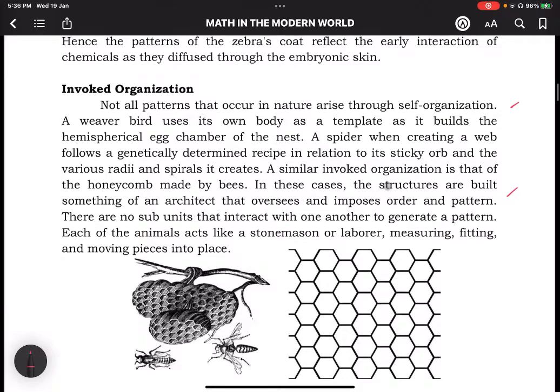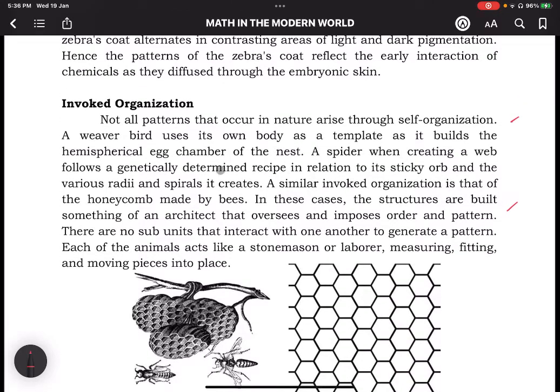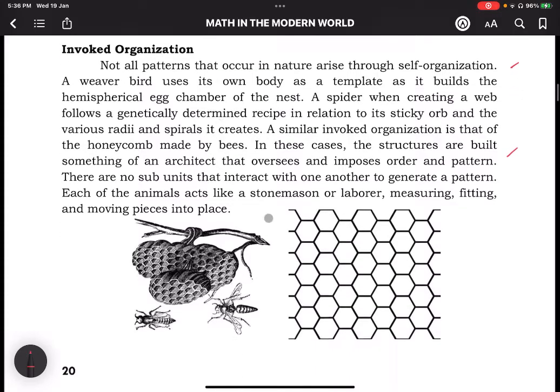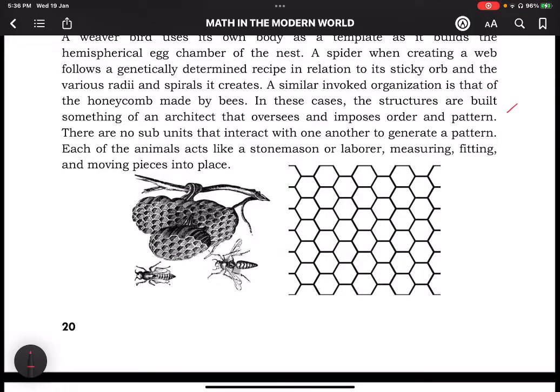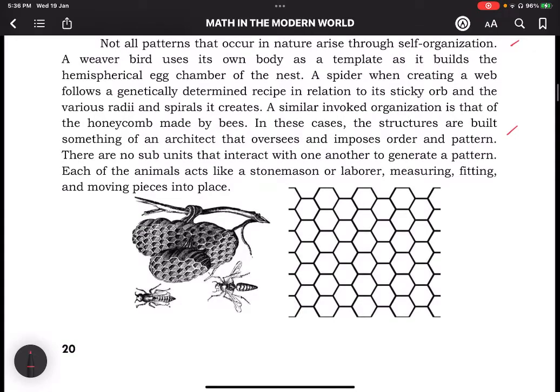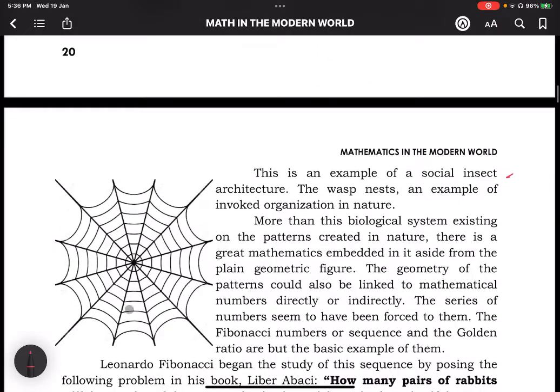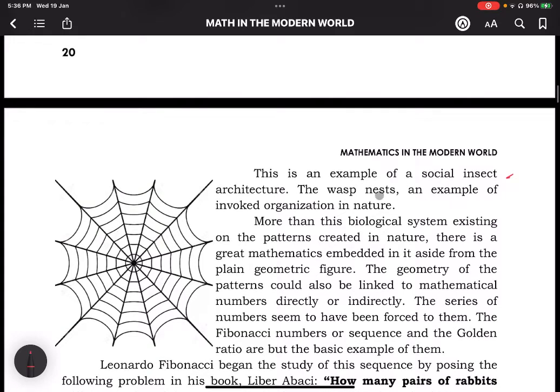Bakit? Because it is inside their DNA, no? So it is genetically determined, okay? So hindi naman sila nag-iisip, okay? Nasa genes na nila ang gumawa ng ganitong pattern. That's why it is considered as an example of Invoke Organization. Another example is the spider web, okay? The insect architecture, the wasp nest, an example of Invoke Organization in nature.